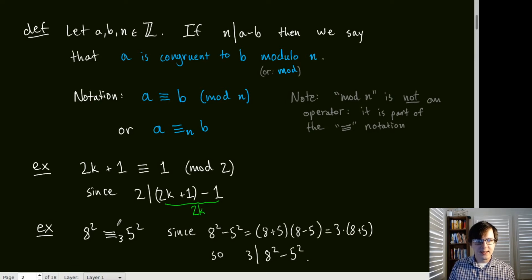Here's another example. 8 squared is congruent to 5 squared mod 3. One way that we can see this, short of actually taking 64 and 25, taking their difference and seeing that it's a multiple of 3, is that the difference between squares can be written as a product of their sum and their difference. And their difference, 8 minus 5, is 3. So 8 squared minus 5 squared is a multiple of 3. And so we say 8 squared is congruent to 5 squared mod 3. So those were two examples.